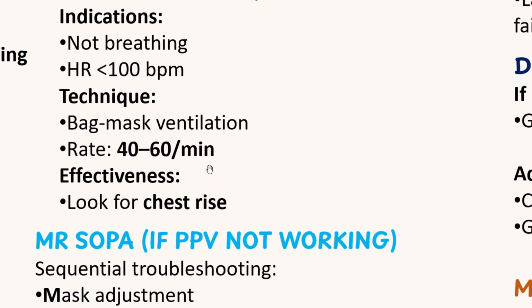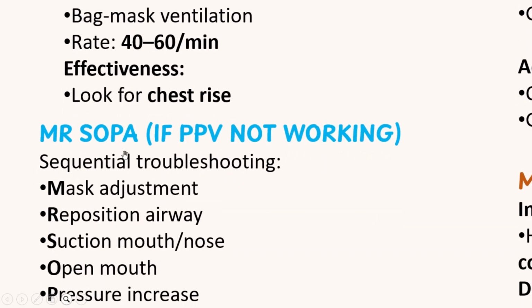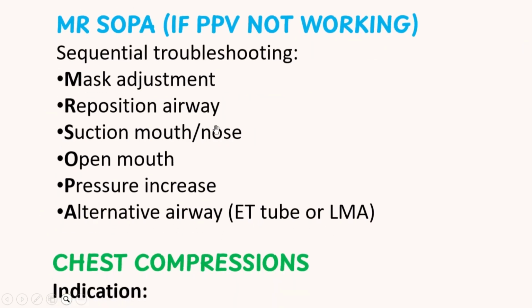If the chest is not rising, then Mr. SOPA comes in. Mr. SOPA is just an acronym that we use when we are doing positive pressure ventilation and we find that the positive pressure ventilation is not working. So it's a sequential kind of troubleshooting. And the first thing you want to do is the mask adjustment, whereby you try to readjust your mask, put it in another position, see if it works.